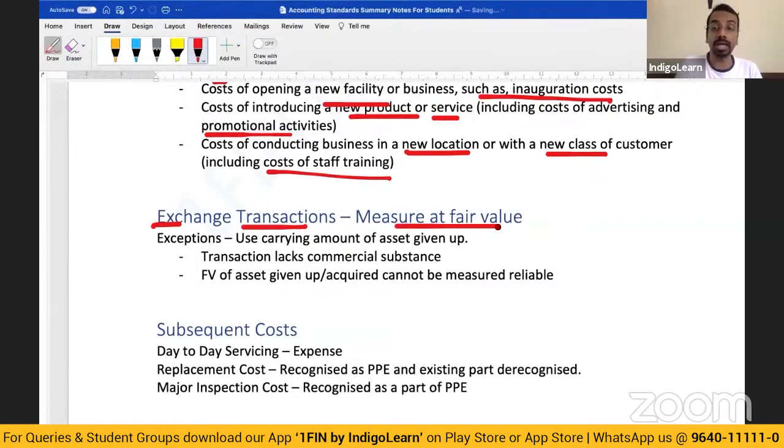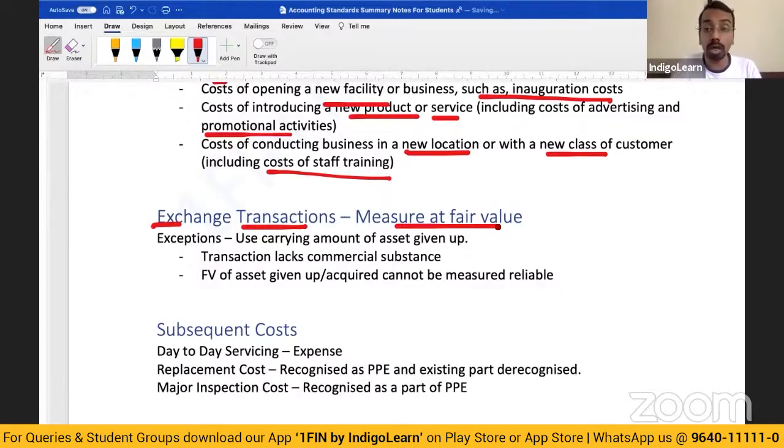So if you are acquiring one item of PPE in exchange of a non-monetary asset, or a combination of monetary asset plus non-monetary asset. See, monetary means you can determine or quantify in terms of money. Non-monetary means you cannot quantify. So if you are acquiring an asset in exchange of non-monetary assets, then you will measure it at fair value.